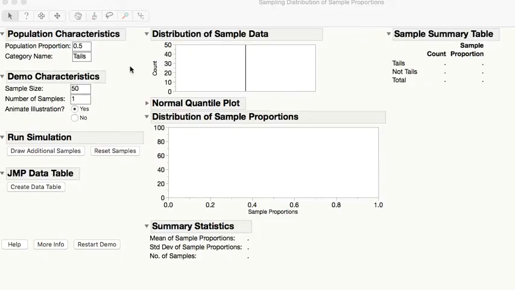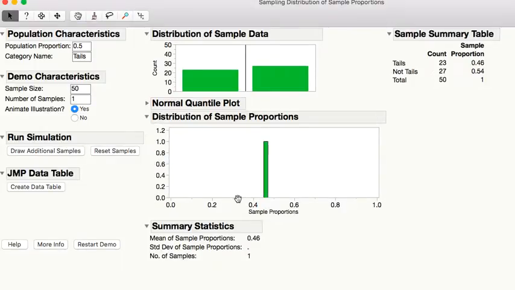So what I have set up here is a simulation, and this is basically like flipping a coin, okay? I've got a 50% probability of flipping tails. So this is literally simulating flipping a coin. What I'm going to do is flip this coin 50 times. So let's go ahead and do that. We're going to do one sample right there, and there it is. Okay, so I've flipped the coin 50 times.